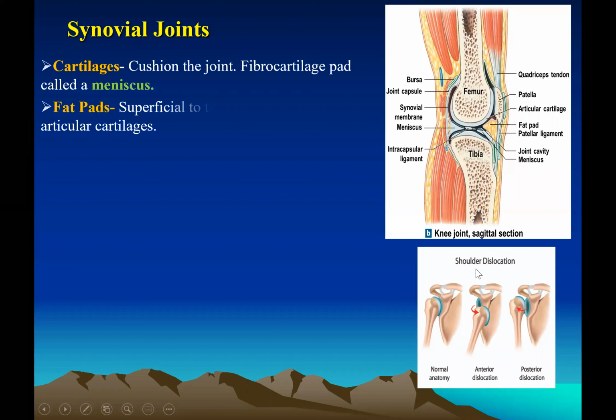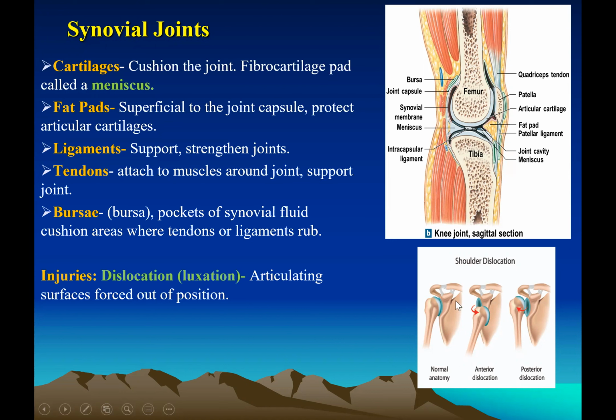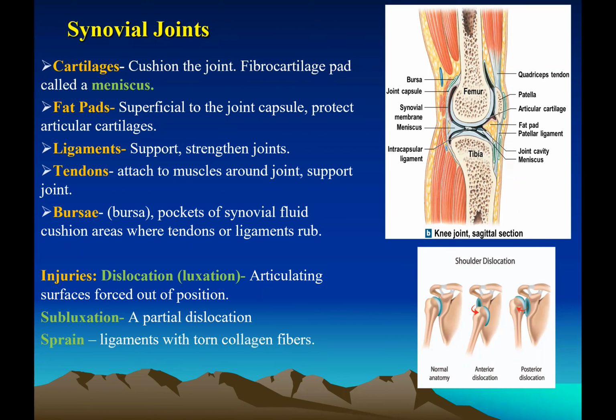And some of the injuries that can happen at the joints. See here, this is your shoulder joint, and you can see how the head of the humerus has popped out of the glenoid cavity. This dislocation is also called luxation, where the articulation is forced out of position. A partial dislocation is called a subluxation. Another common injury in the joints would be ligaments that are torn. This tearing of collagen fibers we would call a sprain.